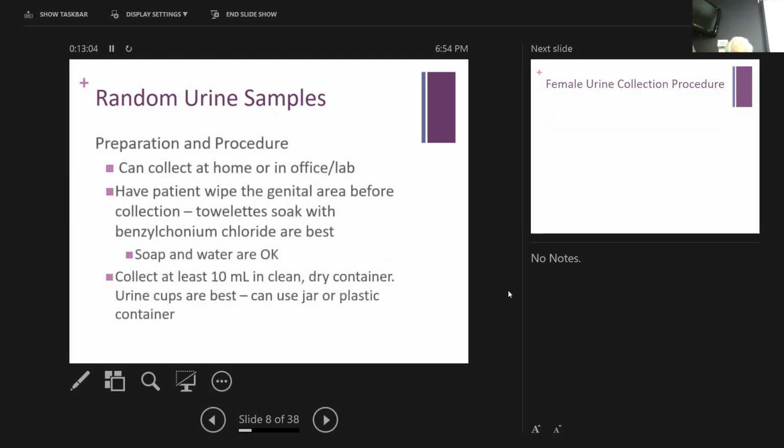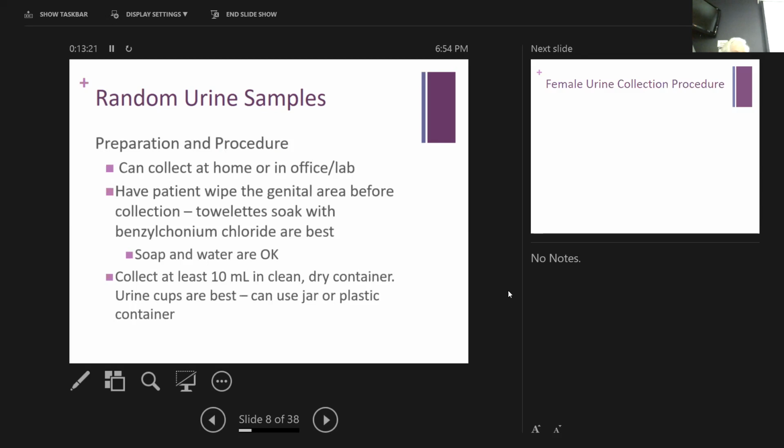So these can be collected at home or at the office. Now, some tests you don't want collected at home. If you're doing drug screening, you don't have it collected at home. You don't know whose urine that is.